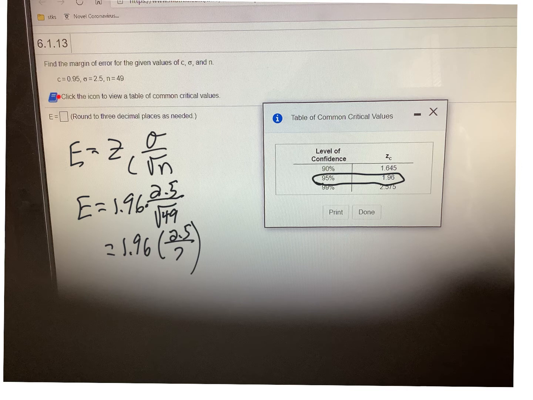So you click on this table and this button here, and it brings this up. And so we're talking about a 0.95 level of confidence, and so you can see Z sub C is 1.96.